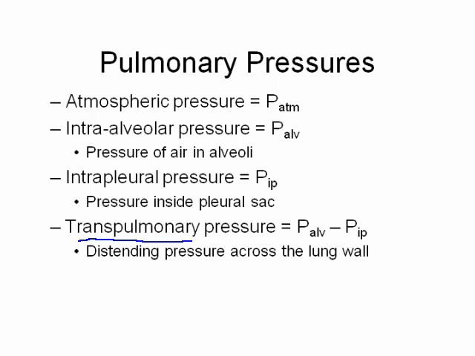Transpulmonary pressure is really the most important of all. This is the pressure across the lung wall. So it is alveolar pressure minus intrapleural pressure. It is the distending pressure across the lung wall, meaning it is the pressure that exists across the alveolar wall, and it is, of course, the net result of these other pressures that we've talked about. And ultimately, this is the pressure gradient, the driving pressure, that causes inflation or deflation of the lungs.